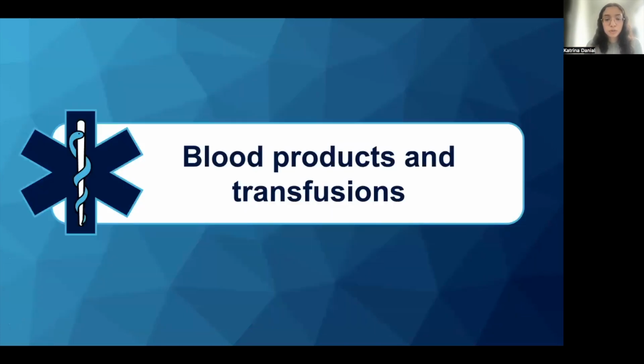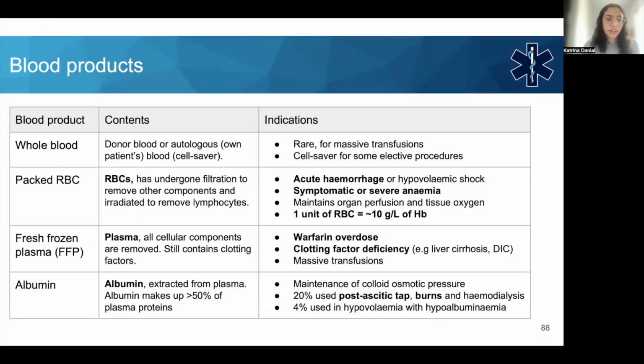Cool. So we'll just talk quickly about the different types of blood products and transfusions. This sometimes gets tested on the past papers. So it's good to know, but don't feel the need to know in too much detail. So you first of all have whole blood. That's giving somebody all the components of blood. It's rarely done.